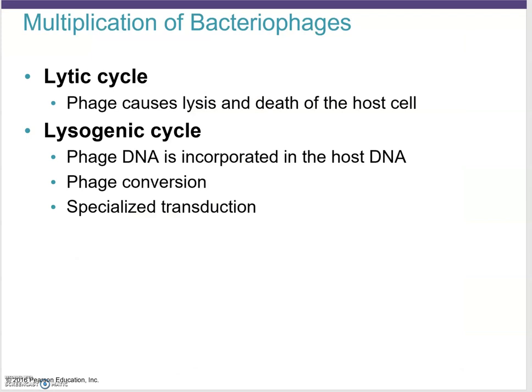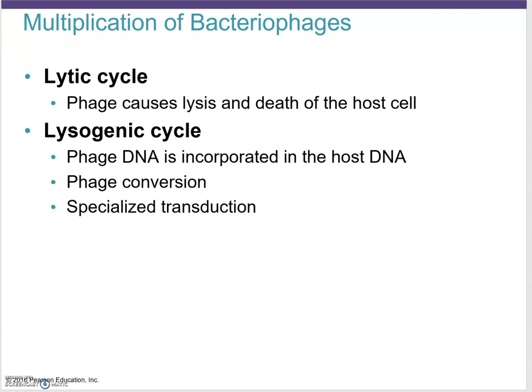So let's take a look at how these viruses will grow inside of living cells. The easiest way to start is usually taking a look at how a virus multiplies in a prokaryotic cell, so in a bacteria. So we're going to take a look at first at the typical multiplication of a bacteriophage, a virus that infects bacteria. In this case, we have two distinct life cycles, the lytic cycle versus the lysogenic cycle.